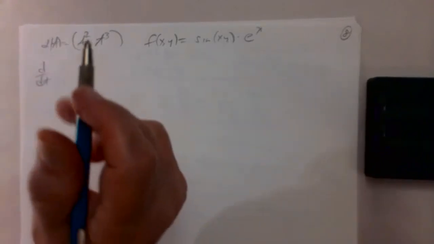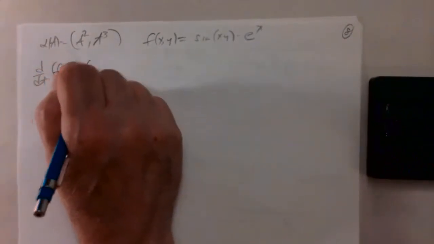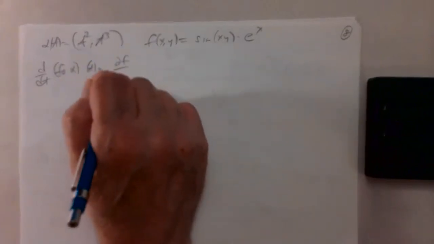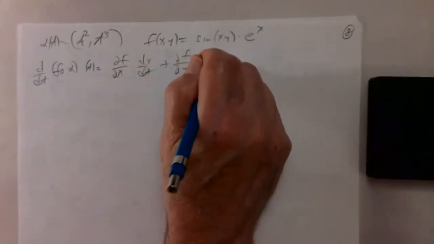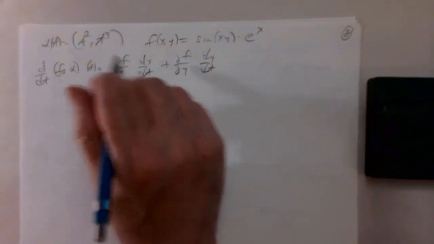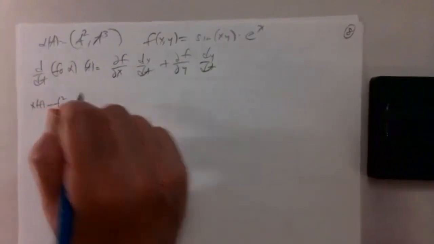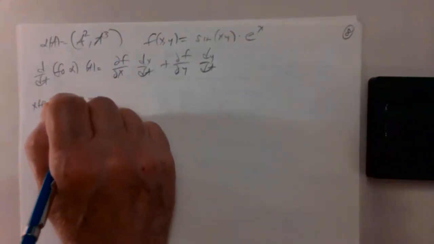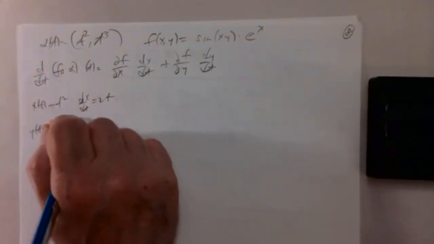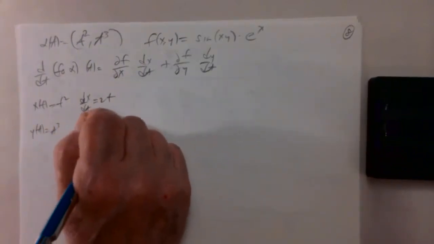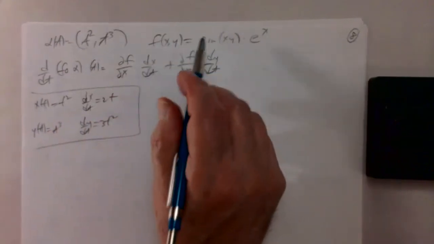So the derivative with respect to t of f composed with alpha of t is partial f with respect to x, dx/dt, plus partial f with respect to y, dy/dt. What are x and y? x of t is t squared. So dx/dt is 2t, y of t is t cubed, so dy/dt is 3t squared. This is f of x, y.